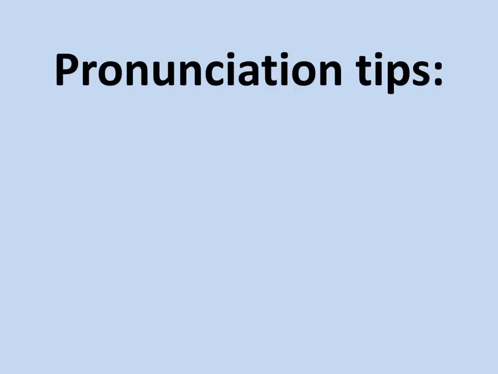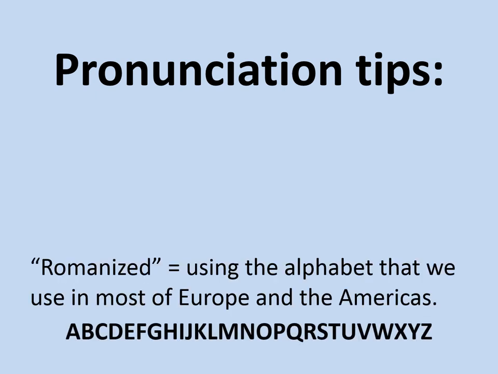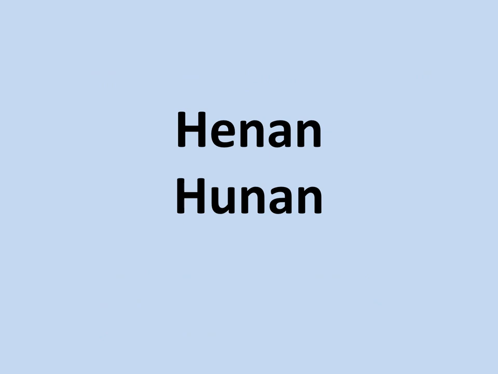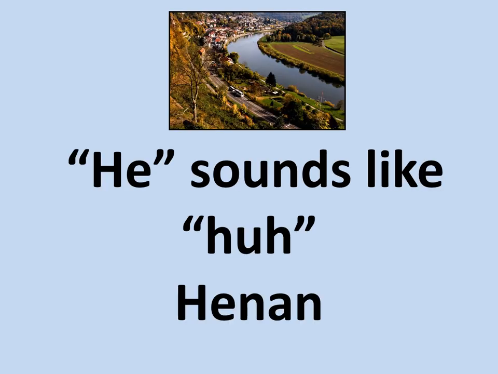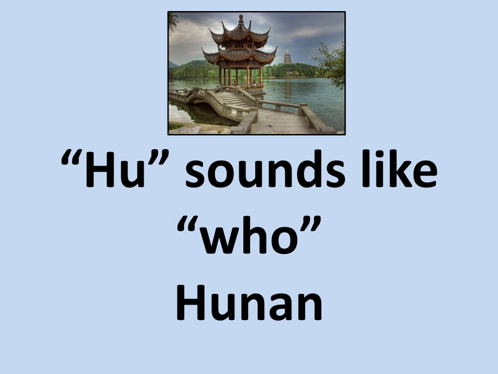Let's pause for some tips on pronunciation and spelling. The romanized spelling of Chinese place names is based on a system called Pinyin. The sounds of Pinyin don't always correspond with common pronunciation of those spellings in English. Listen to the names of these two provinces. Henan, Hunan. Notice that he is not pronounced as he. This Chinese word for river sounds more like he. He, Henan. The Chinese word for lake sounds like hu. Hu, Hunan.